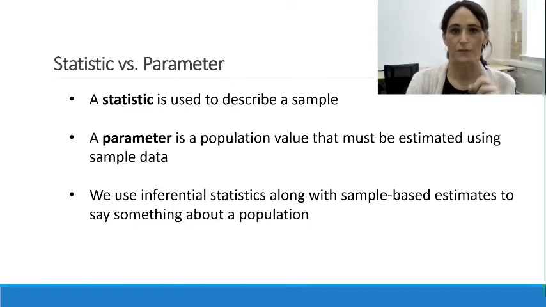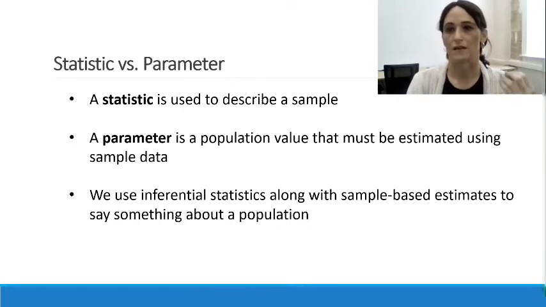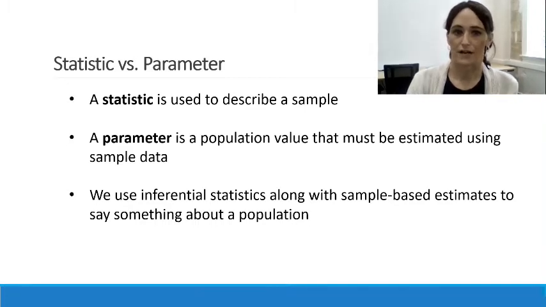So I want to distinguish between a statistic and a parameter. A statistic is used to describe a sample. We've already calculated some statistics. We calculated a mean, we calculated a median, and a mode. Those are all examples of statistics. The R, Pearson's R correlation coefficient, okay? We use those to describe a sample, not a population.